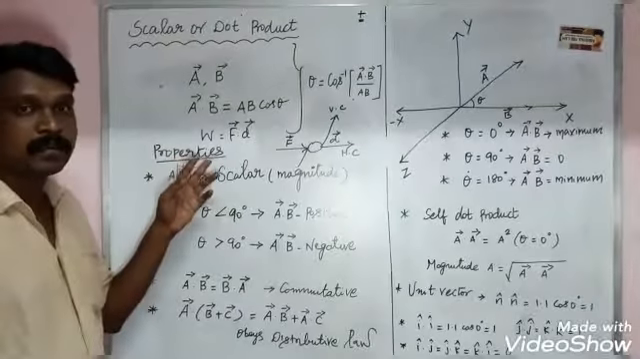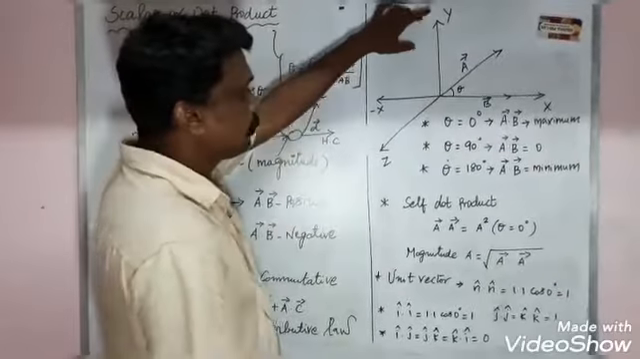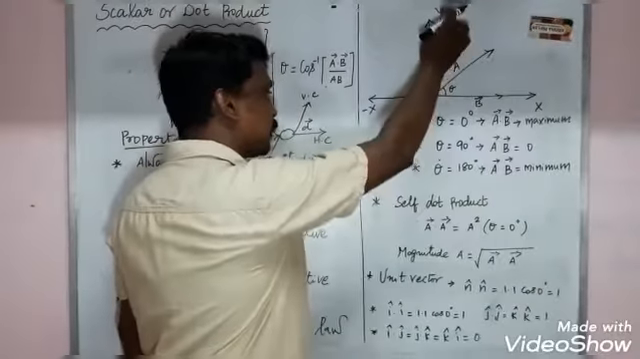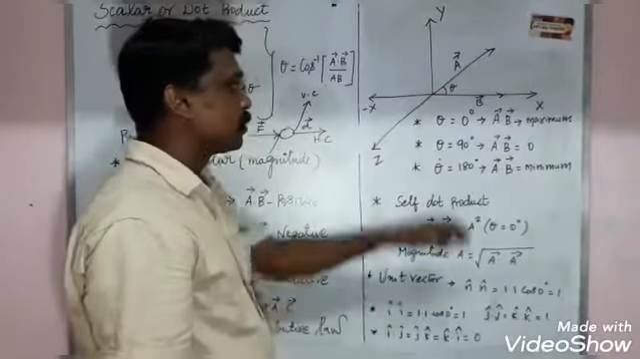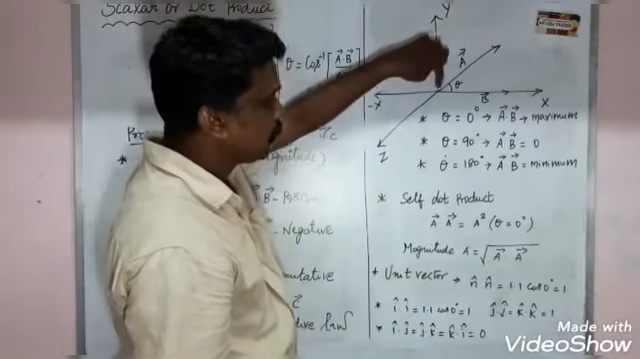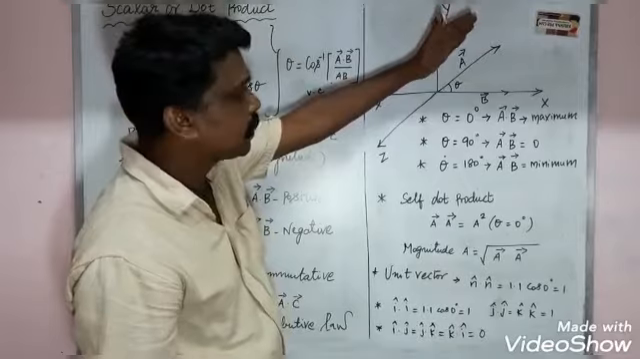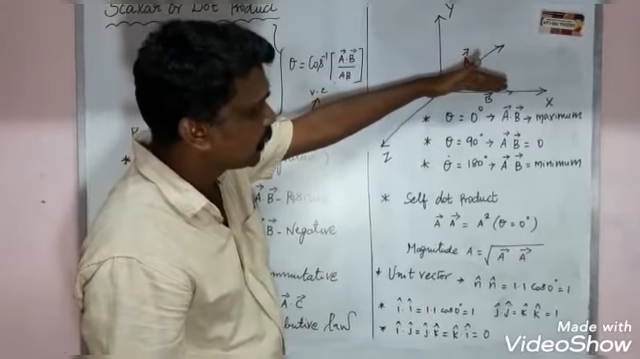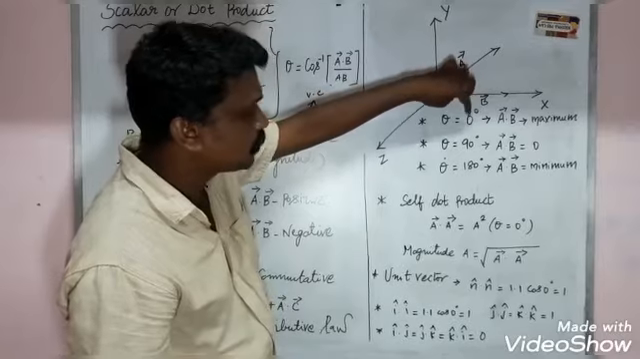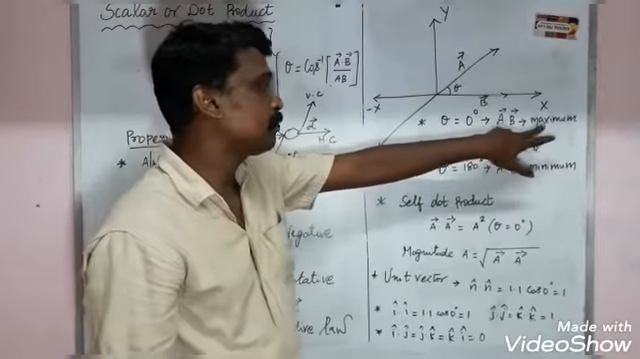We will see the properties of scalar product. Just see the diagram, in which we have to take the coordinate axes, x axis, y axis and z axis. In this, A vector is acting in this direction and B vector is acting along the x axis. Suppose the A vector falls on the x axis itself, what happens? The angle between A vector and B vector becomes 0 degree. So therefore A vector dot B vector becomes maximum.